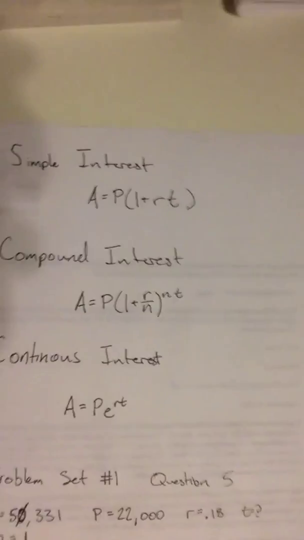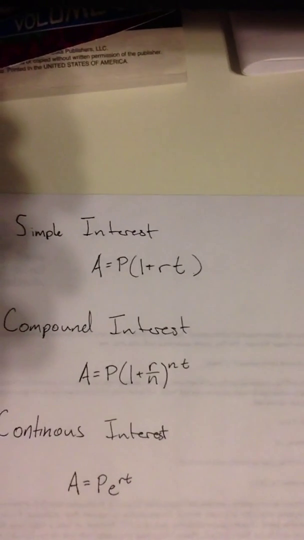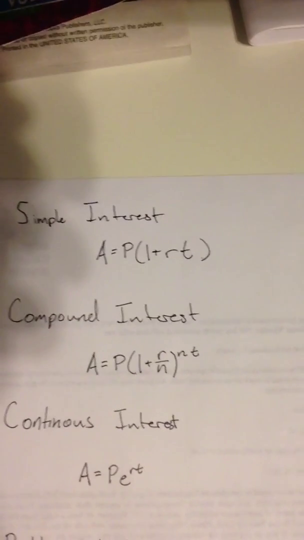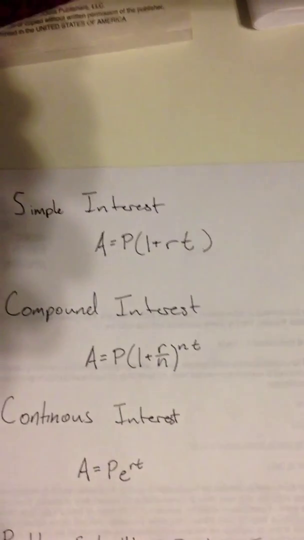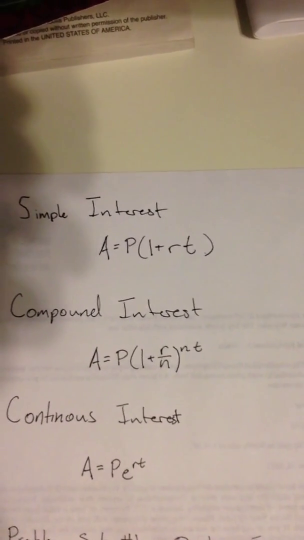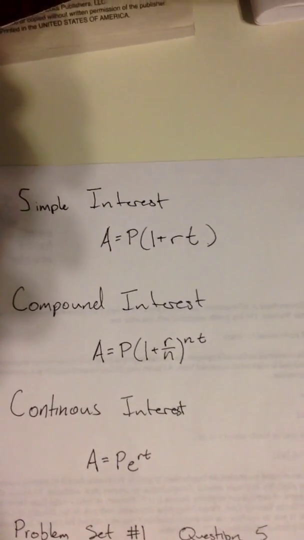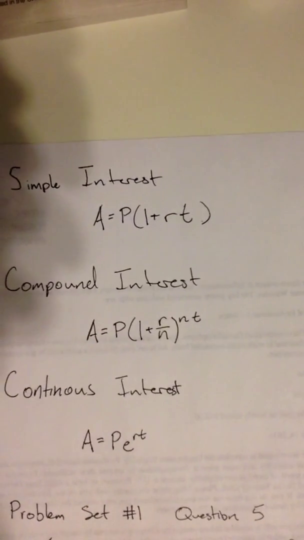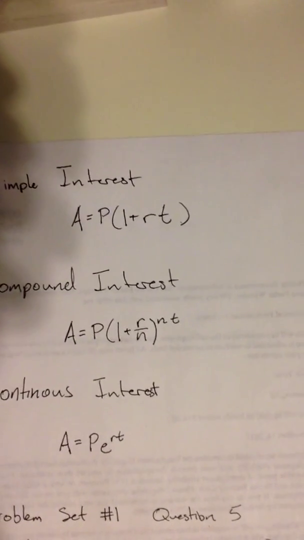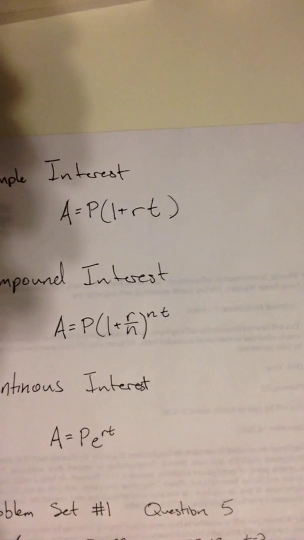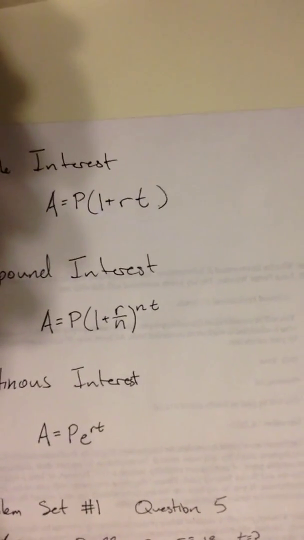As you can see, simple interest has no exponential or power involved with it. It's a simple equation where A is the amount after interest, which is equal to P, the initial investment, times 1 plus interest rate times time.